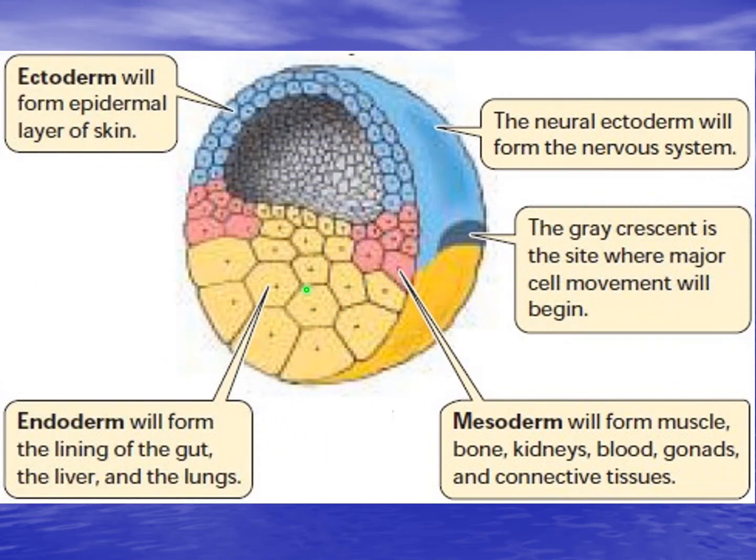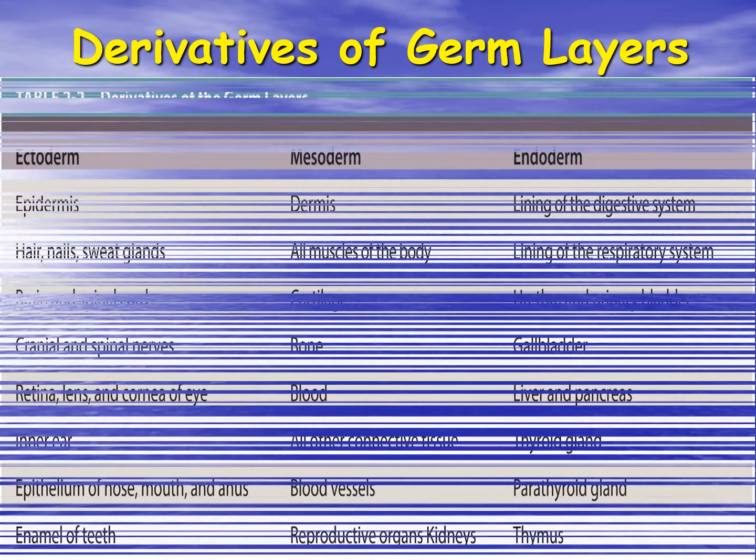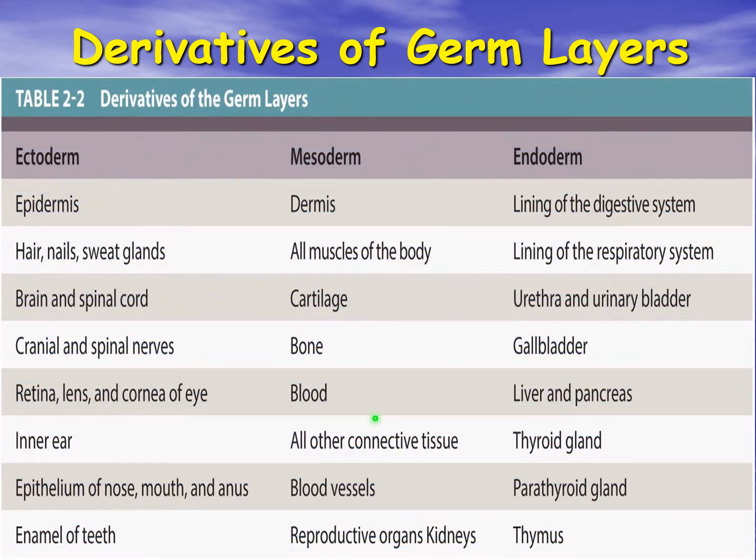And this is kind of what it looks like. So that ectoderm, again, gives rise to the external layers of the body and the nervous system. The mesoderm will form those intermediate structures, skeletal muscle, bone, cardiovascular system, and the endoderm will give rise then to the digestive and reproductive tract, respiratory tract primarily. And this is just a list of some of those derivatives of the germ layer, and it's right out of your textbook.